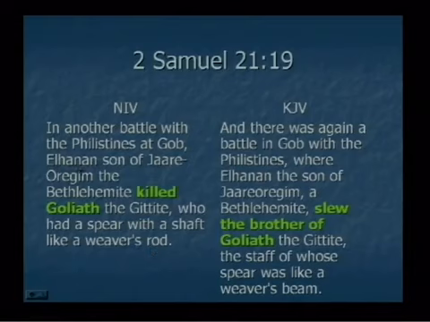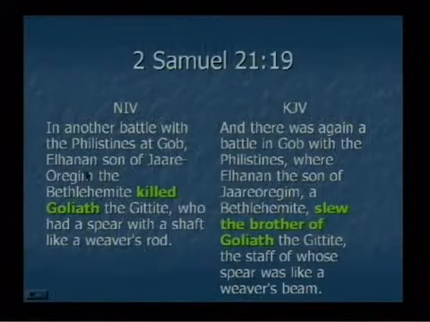Elhanan, son of Jaare-Oregim, King James: And there was again a battle in Gob with the Philistines where Elhanan, the son of, same one, a Bethlehemite, slew the brother of Goliath the Gittite, the staff of whose spear was like a weaver's beam. Who did kill Goliath? Oh, so you prefer the King James Version over the NIV?